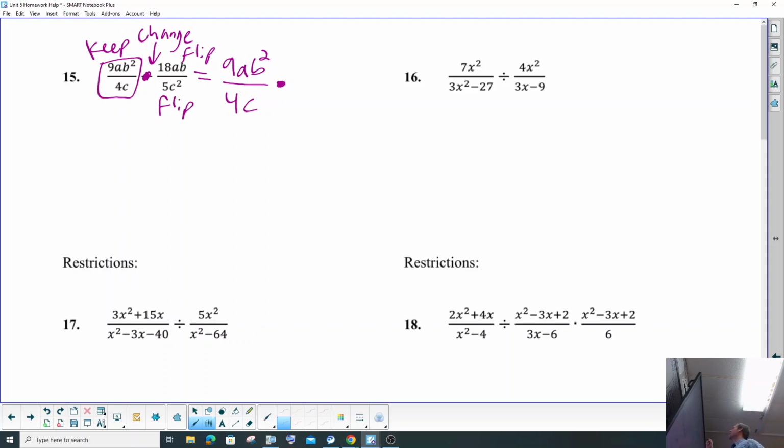We flip it. So that's going to be 5c squared all over 18 times a times b. So keep, change, flip. There we go. Okay, beautiful. Keep, change, flip. And now we can reduce things, right?